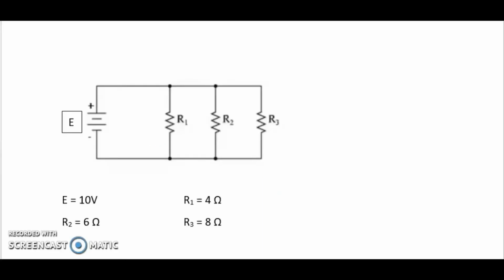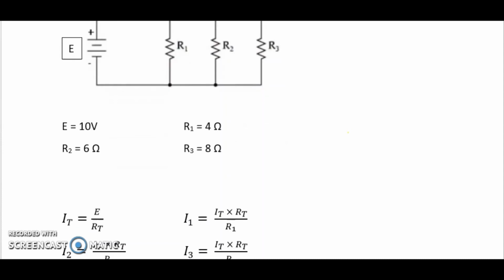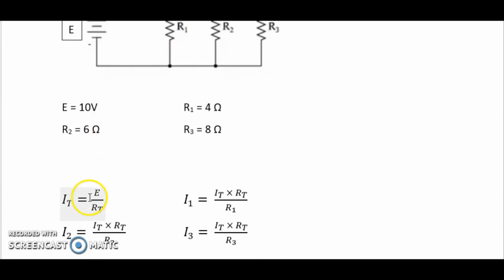An example of the current divider law can be seen here, with a circuit consisting of a 10-volt DC source and three resistors, a 4 ohm resistor, a 6 ohm resistor, and an 8 ohm resistor. First, you should calculate the total resistance of the circuit by adding the three resistors in parallel. After you have that resistance, you can use Ohm's law to find the total current of the circuit.